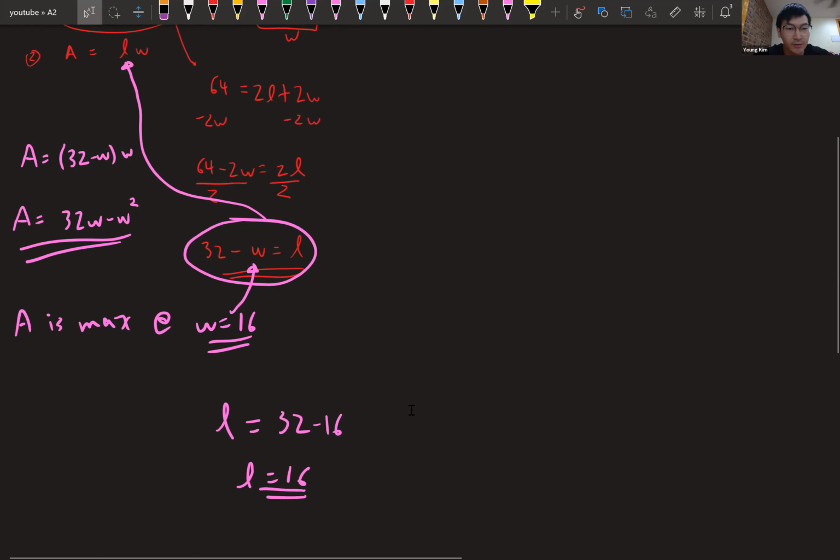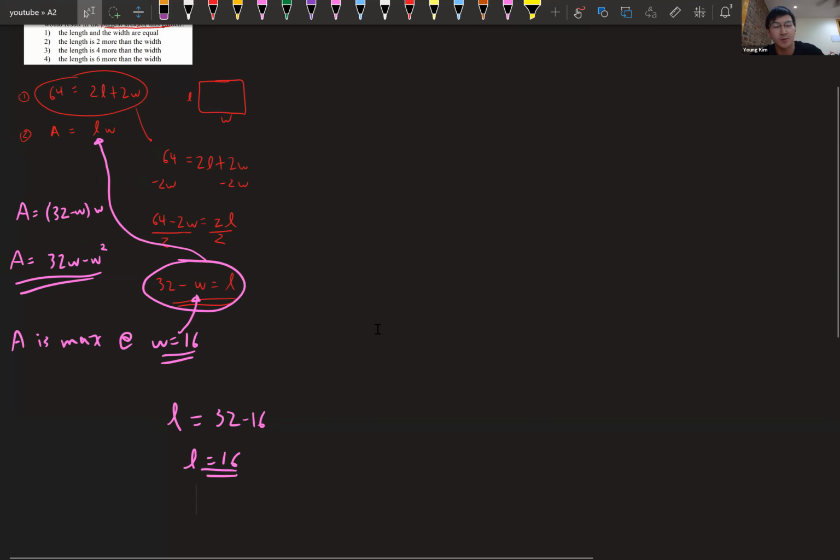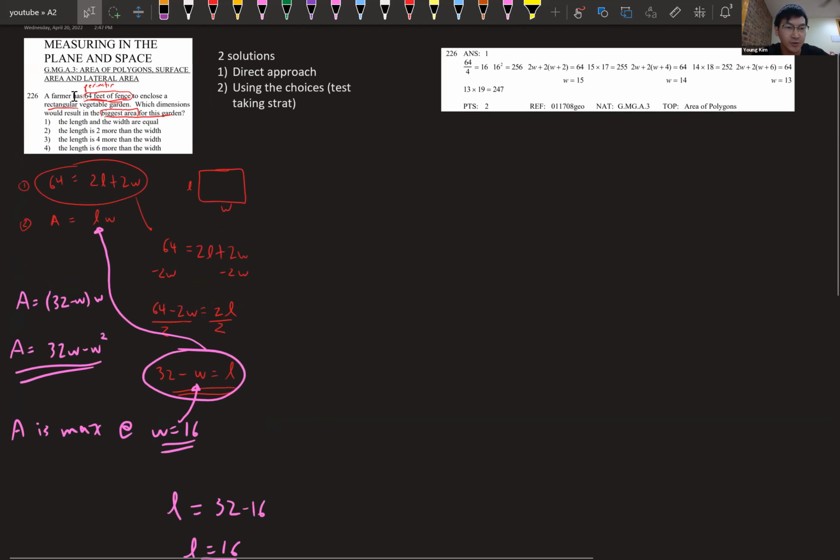So in other words, all of this is saying that the maximum area is going to be 256 square units, and it happens when the width is 16 and the length is 16. So the answer choice is going to be 1. All right, and now method 2.